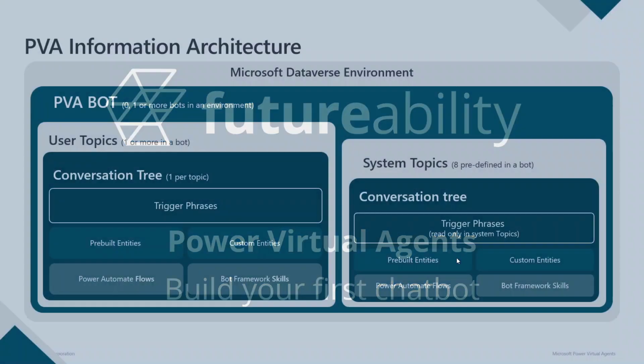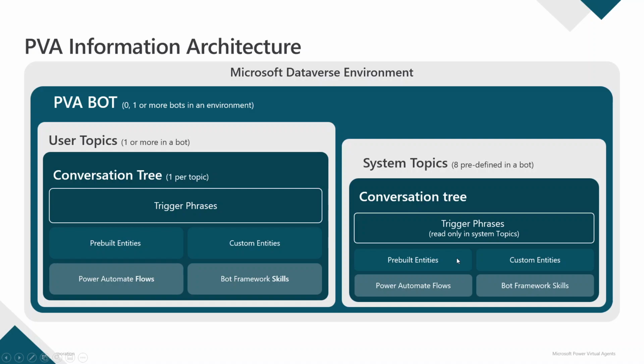Let's talk a little bit around the architecture. So first of all, you need a Microsoft Dataverse environment. By setting up for that trial, you've also set up a Dataverse environment. You're actually using the default Dataverse environment for that trial tenant that you've created. A PVA bot lives within a Dataverse environment.